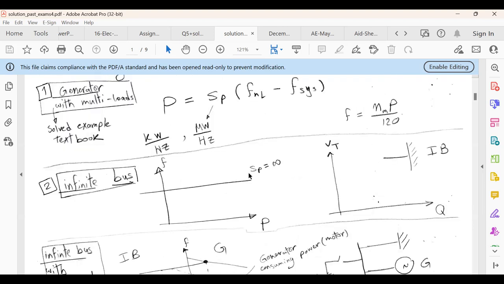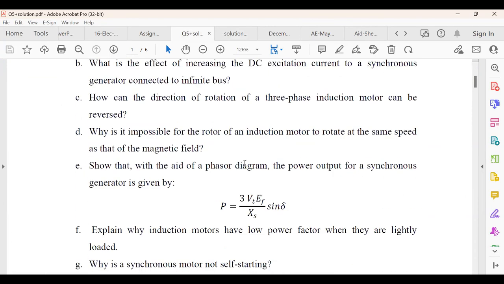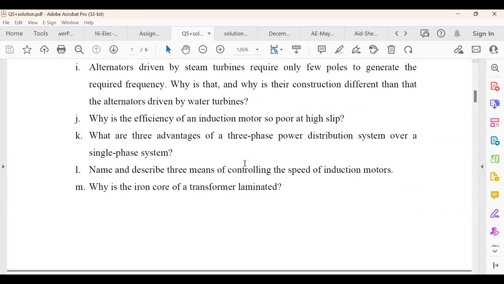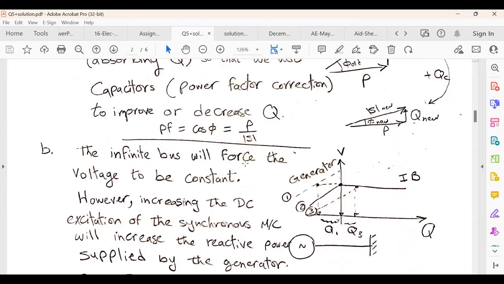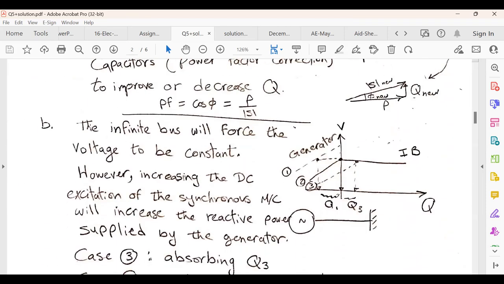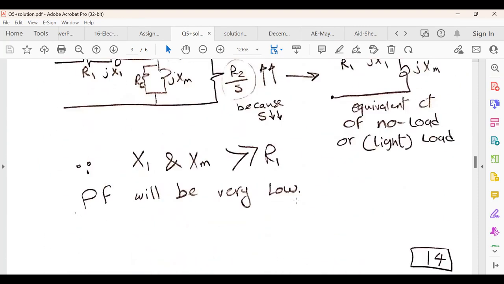I already uploaded some questions of the knowledge problem. You can find it in the past exams. So it's very interesting. This is the second one. This is what I was talking about, the infinite bus. You can have a look, and the next time we can discuss all of them.